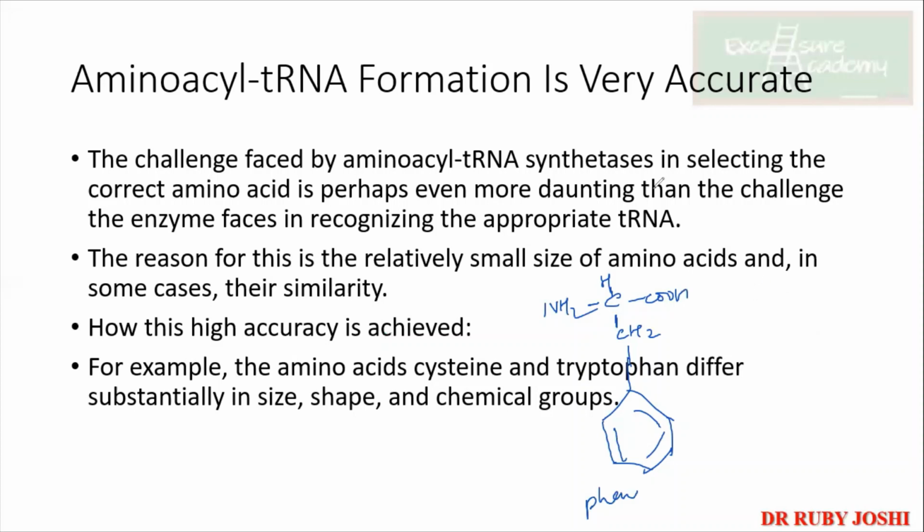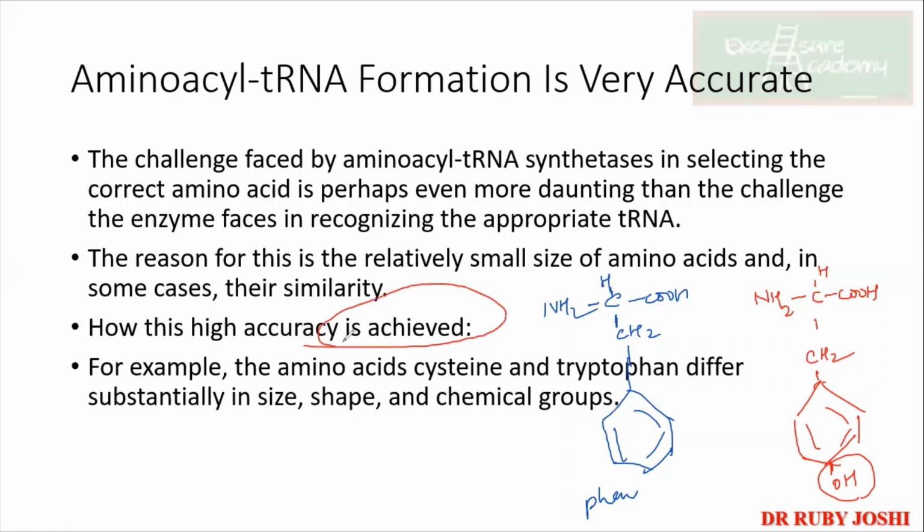Now, in the case of tyrosine, it is very much similar. At the end, only one OH group is added. So the structures are very much similar, just one alcohol functional group is present. So there might be a chance that tRNA synthetase can make a mistake of taking tyrosine instead of phenylalanine or vice versa. So the question is how this high accuracy is being achieved.